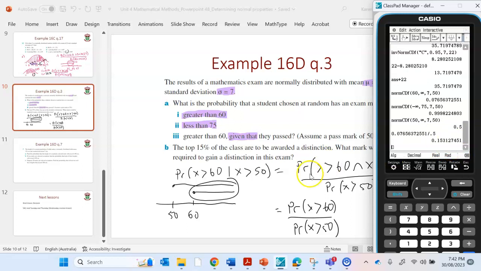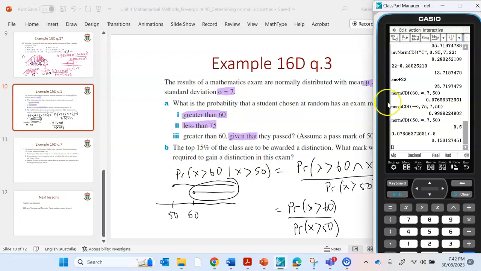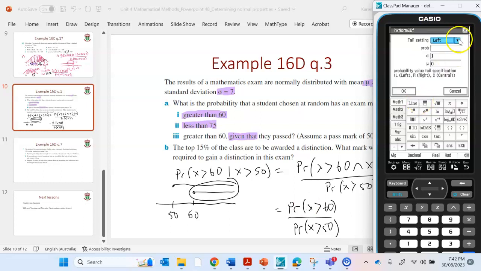All right, the top 15% of the class are to be awarded a distinction. What mark would be required to gain a distinction in this exam? So the top 15%. So if we were looking at the top, we're looking at the right. So inverse normal, and we're looking at the right. And we want the top 15%, so 0.15.